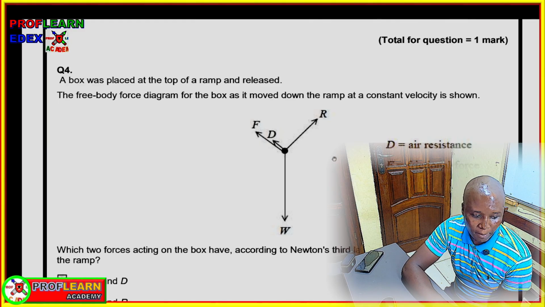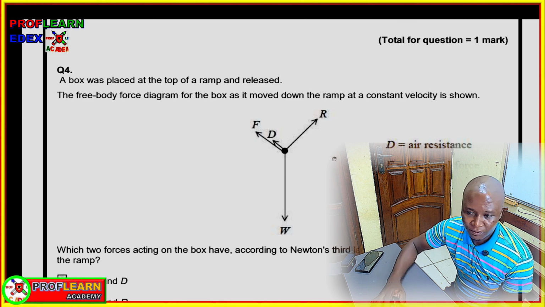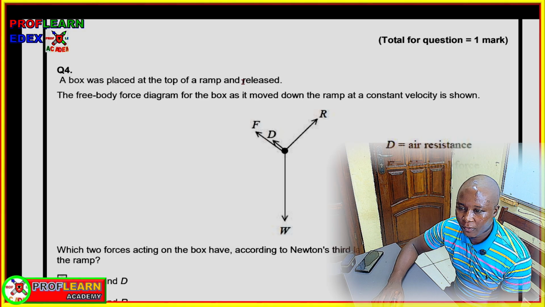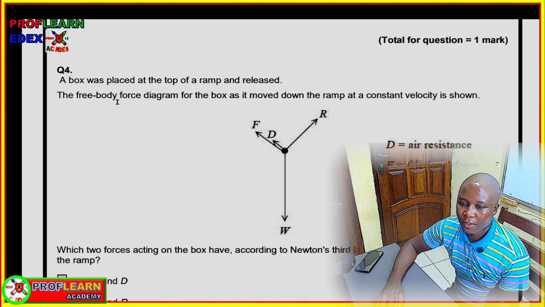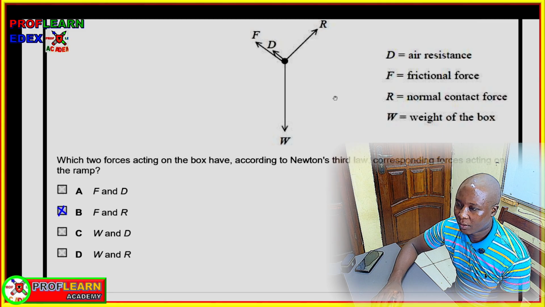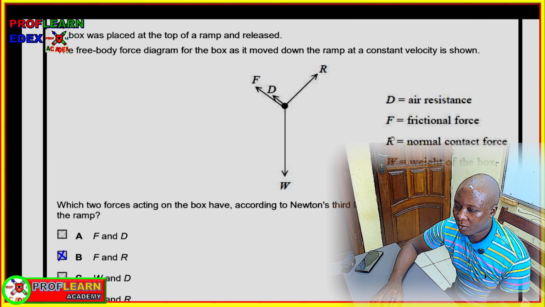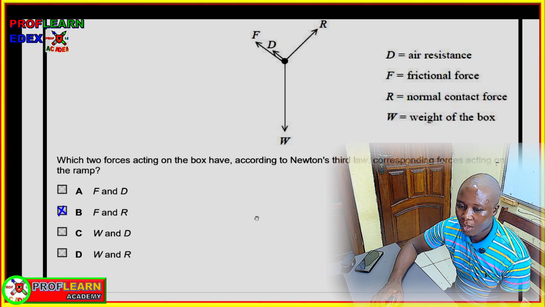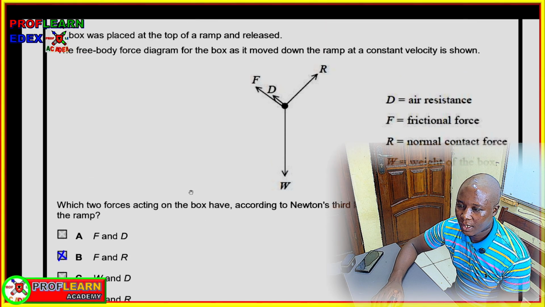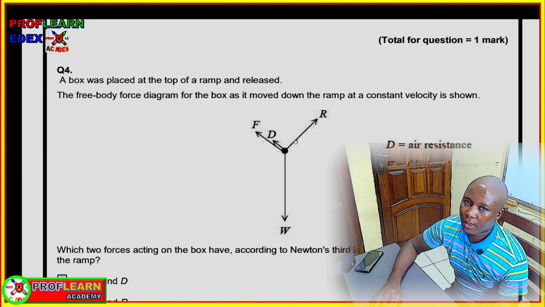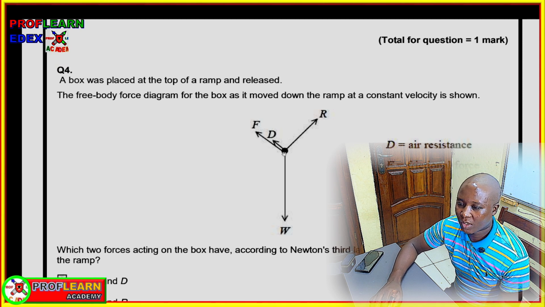Then we have question number 4, whereby we are told that a box was placed at the top of the ramp and released. The free body diagram is for the box as it moves down the ramp at constant velocity, as shown. D is the air resistance, F is the frictional force, R is the normal contact force, and W is the weight. Which two forces acting on the box correspond, according to Newton's third law, to the forces acting on the ramp? That is going to be F and R, because the friction force is the force exerted by the box on the ramp.